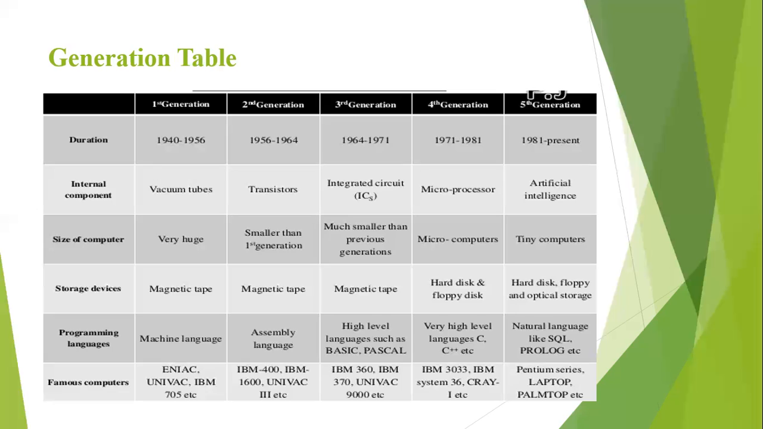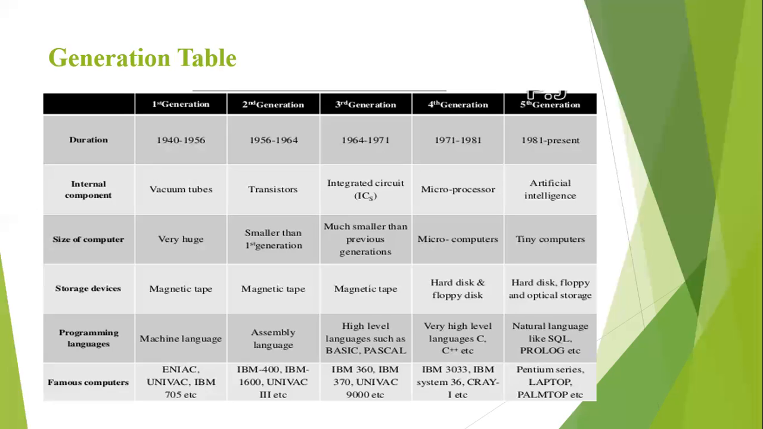Let us talk about the third generation. The era was roughly 1964 to 1971. The internal component was integrated circuits. Size of the computer was much smaller than previous generations. Storage device was magnetic tape. Programming languages were high-level languages such as BASIC, Pascal, etc. Famous computers of that era were IBM 360, IBM 370, UNIVAC 9000, etc.